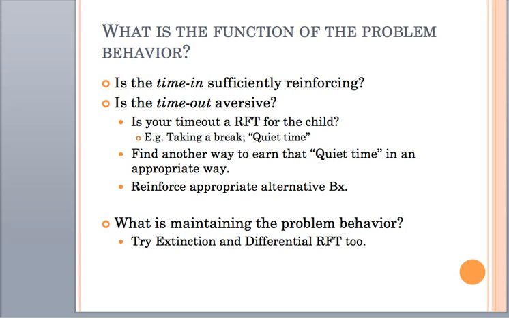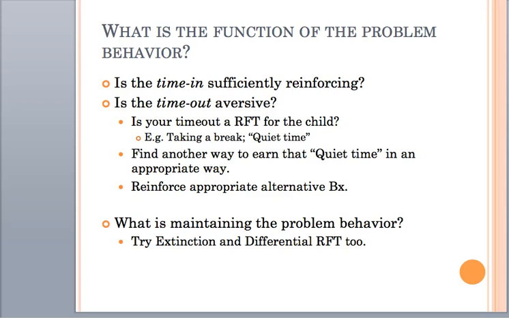If the individual does not enjoy the activity that's going on, misbehavior could be related to escape. It's crucial that the time-in location, activity, and situation is reinforcing for that person, and the timeout would therefore be aversive. That's really important. So is your timeout a reinforcer for your child? Is this escape behavior? Are they getting to take a break?